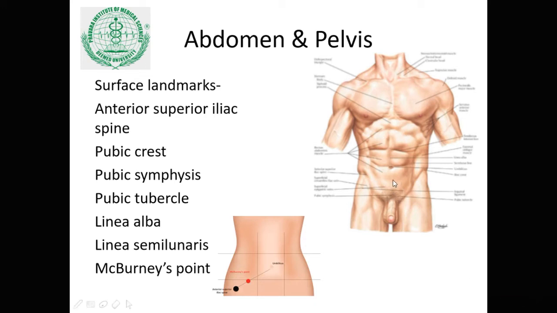Now at the lower end of the median line, the pubic symphysis can be felt indistinctly. Then the pubic crest, this is the free rounded border of the body of the pubis, and this can be felt just lateral to the pubic symphysis. Then at the lateral end of that pubic crest, there is a rounded projection that is known as the pubic tubercle.